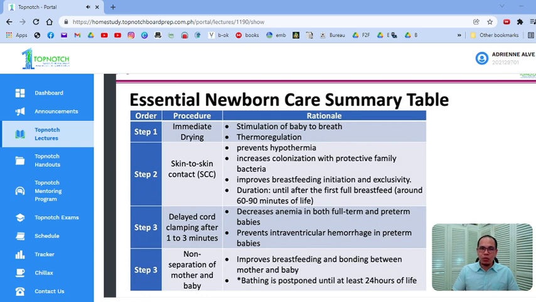Very important to know the timing. Very important to know the steps and of course the rationale or the purpose. Okay? If they ask you when do you bathe the baby, before the answer was 6 hours, the latest recommendations would be to give the baby the first bath after 24 hours of life.